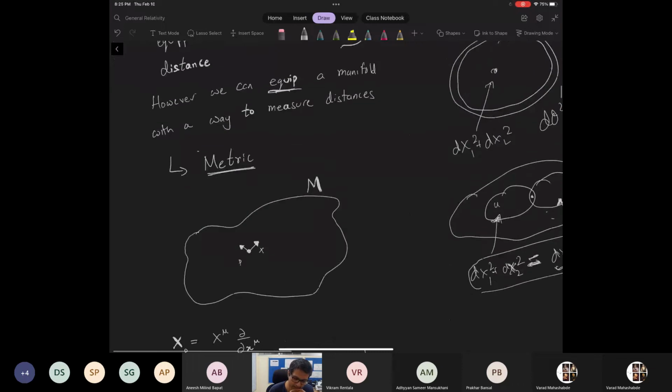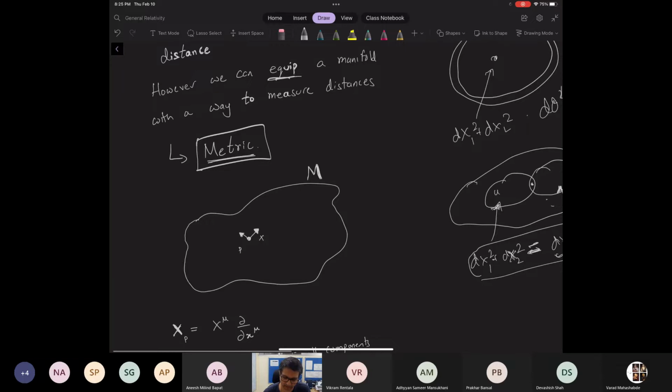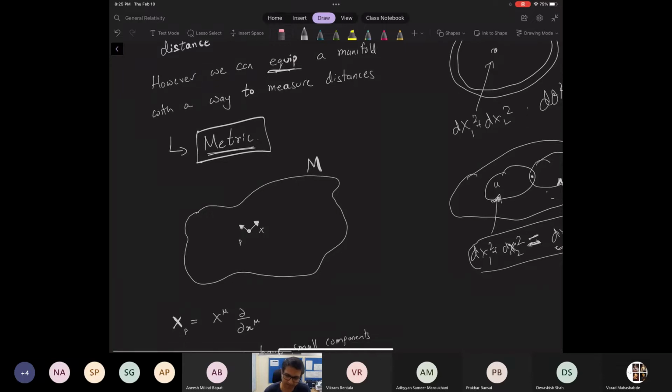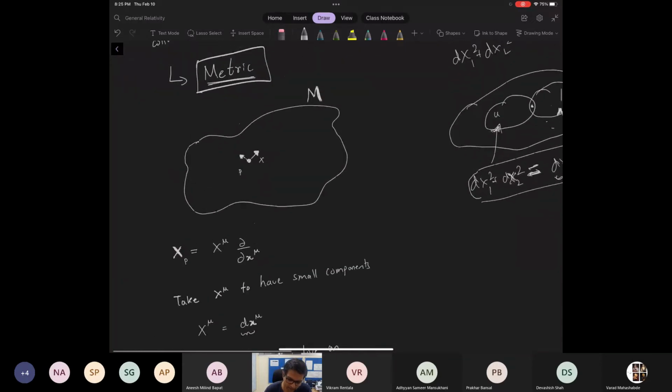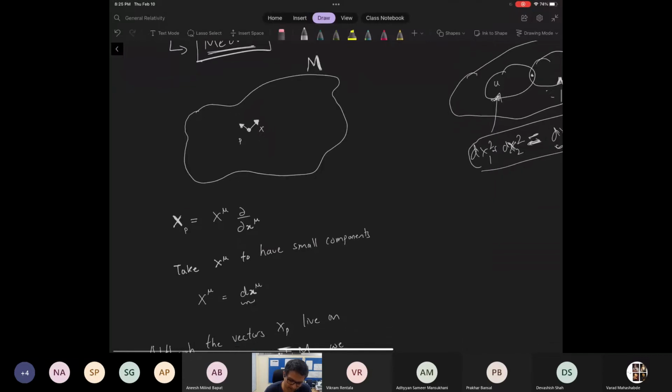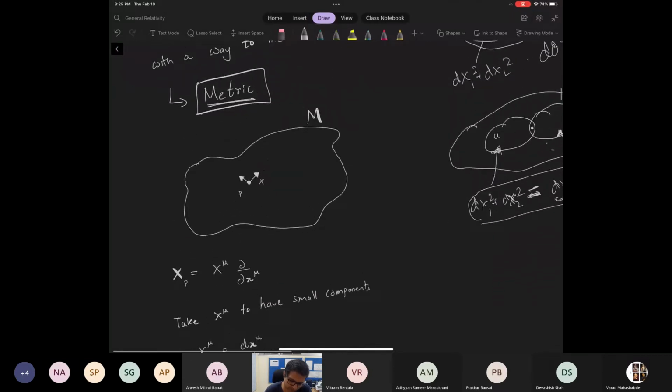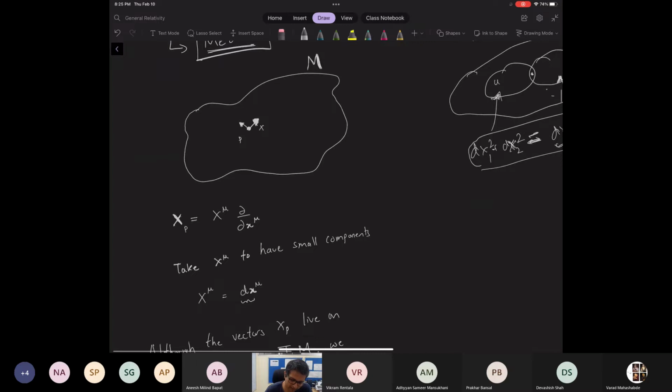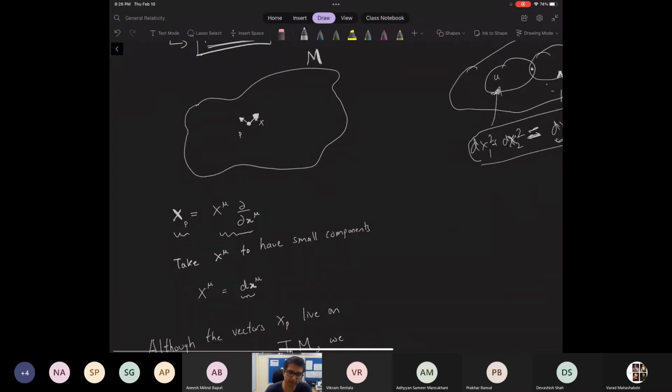And this additional property is the metric, which is the 0-2 tensor field, as I mentioned before. We'll see how that works. So if you have a manifold M, and you have a vector x at a point P. So you have some vector x at a point P, and this x at point P we can expand in some basis as x^μ ∂_μ.